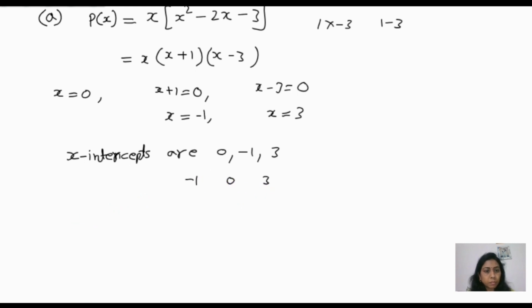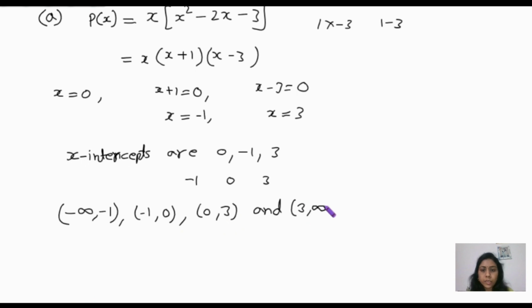These determine the intervals minus infinity to minus 1, minus 1 to 0, 0 to 3, and 3 to infinity. Okay, so the number line divides into four parts: minus infinity to minus 1, minus 1 to 0, 0 to 3, and 3 to infinity. So we make a table of values of P(x), making sure that we choose test points between successive zeros. And one important thing here, the y-intercept is also 0, because when we put x equal to 0, P(x) is also 0. So the y-intercept is 0, at the origin.